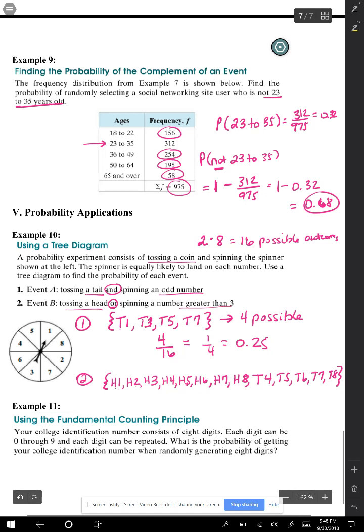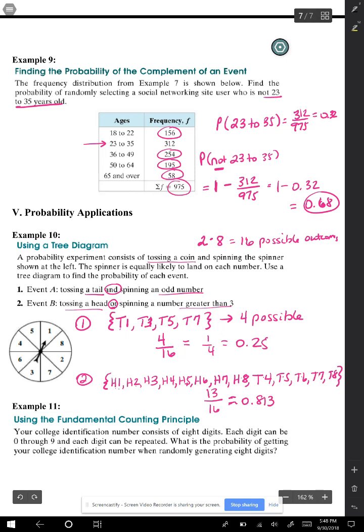So when you count these up, there's 13 of those, and we said the total possible outcomes was 16. So 13 out of 16 of the outcomes include either heads or a number greater than 3. And this would be approximately 0.813.